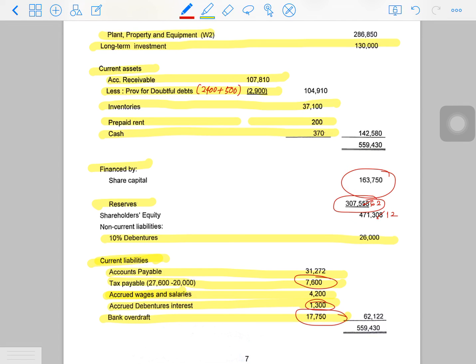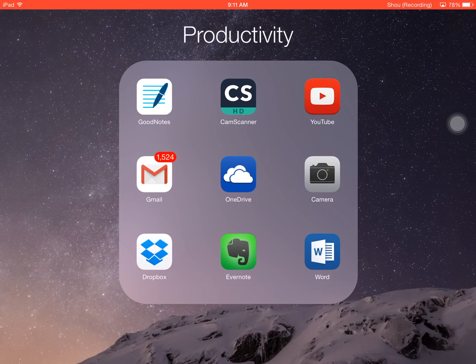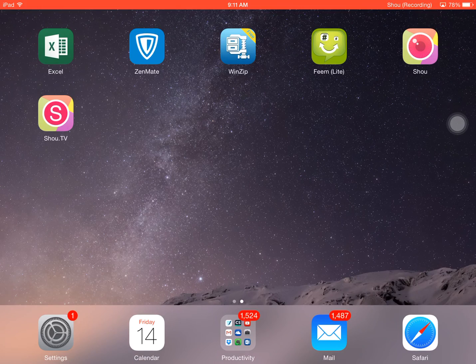Maybe there's some mistake here. Never mind, just follow the procedure. We'll get to you later on that. Okay, now let's do the quiz. That's all for today with regard to final exam November 2014. Okay, we're going to do the quizzes now.